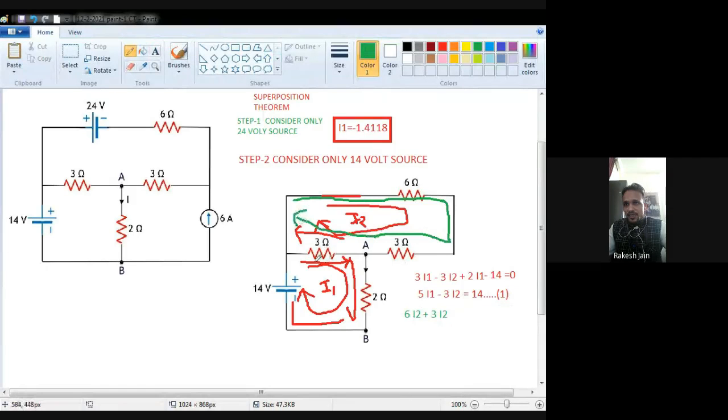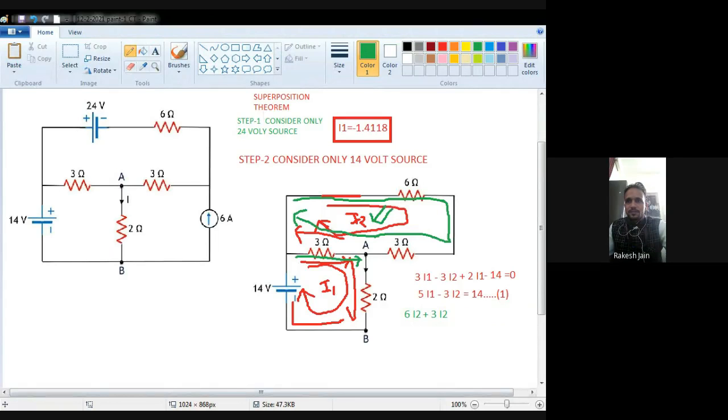And one current source is also removed, so this source is removed by open circuit. When I remove this one, there is no meaning of this branch, and no meaning of this wire branch. Now because this is step number two, we have to find out the current again from this 2 ohm resistor.